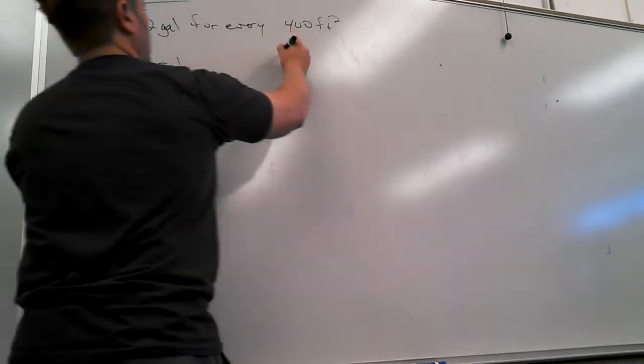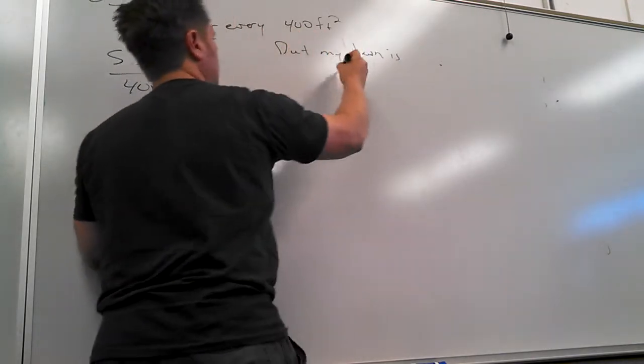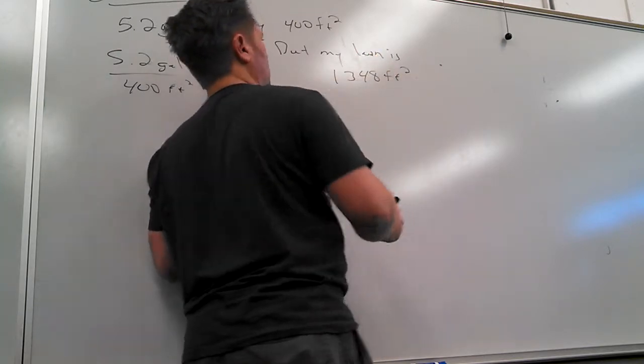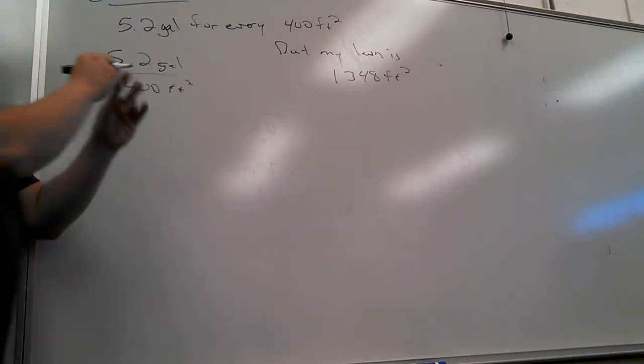But my lawn is 1,348 square feet. So how much of this do I have to buy? How many gallons of this should I buy? That's the question, right? There are a few different ways to do this. I'm going to show you the standard textbook way. If you have some other way to solve this that works, as long as you can see your work, I'm cool with it.